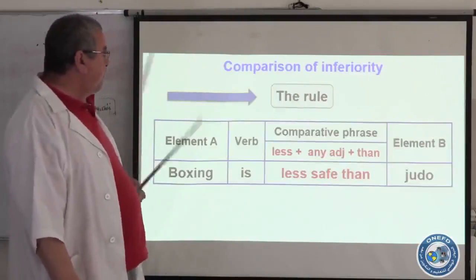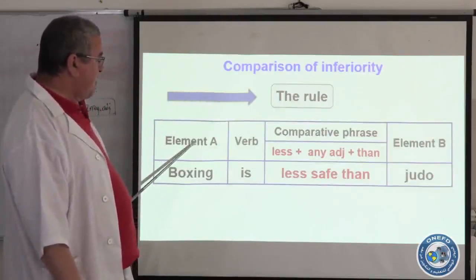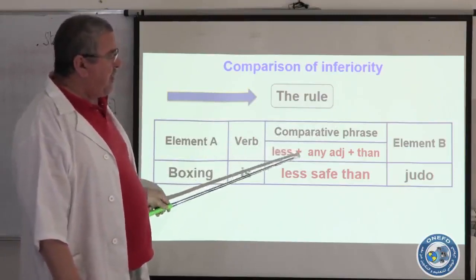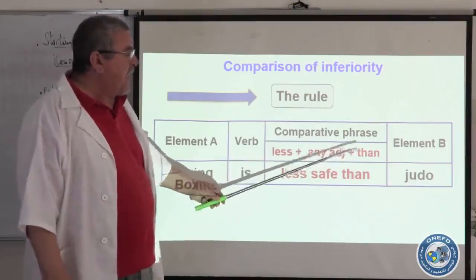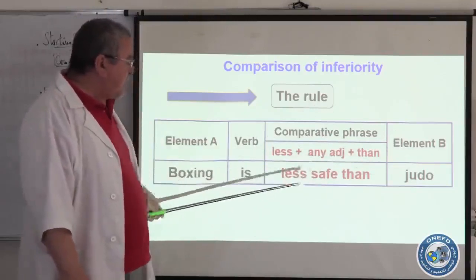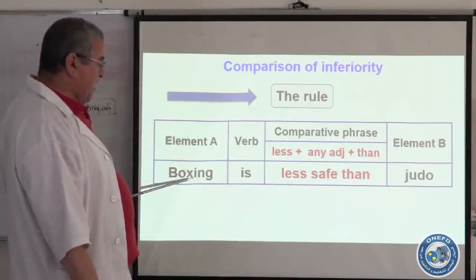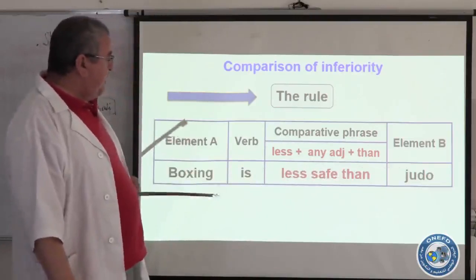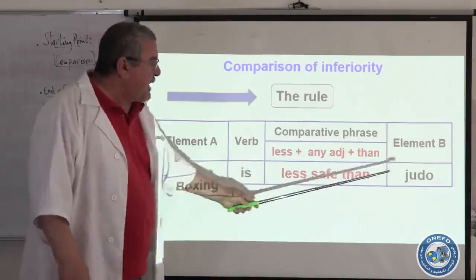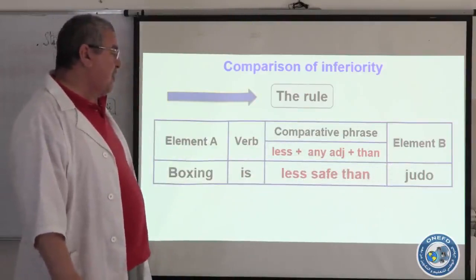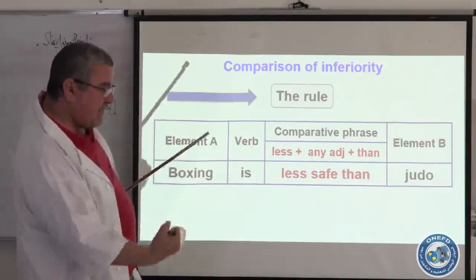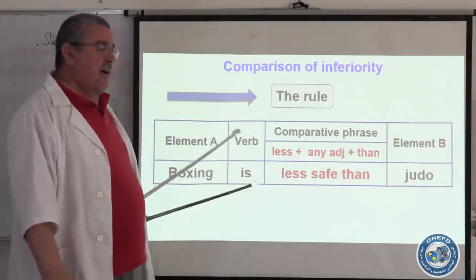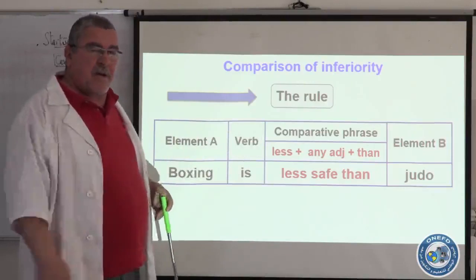Now, here is the rule. Element A, verb, comparative phrase, that is less plus any adjective, plus than, Element B. Let's have a look at this example. Boxing is less safe than judo. Here are the two elements compared, boxing and judo. That is, judo is safer than boxing. Boxing is less safe than judo. Why? Because boxers have a lot of diseases when they grow older.